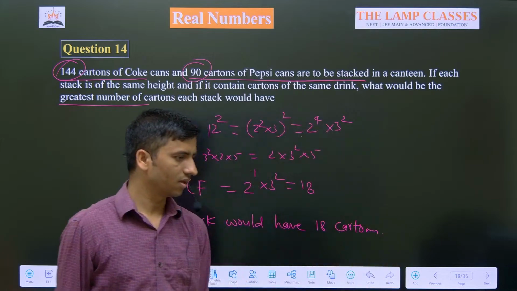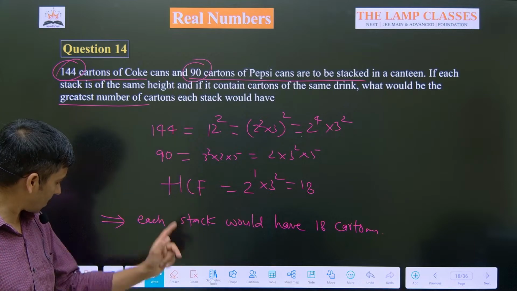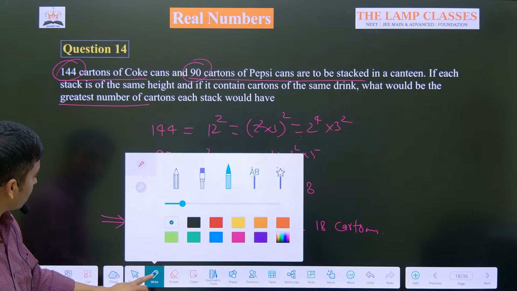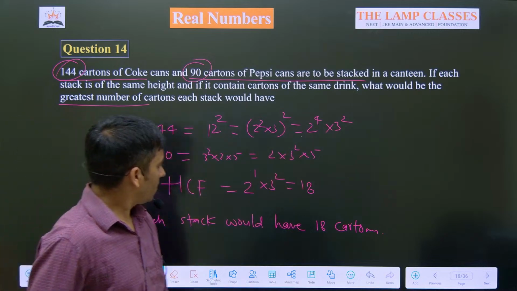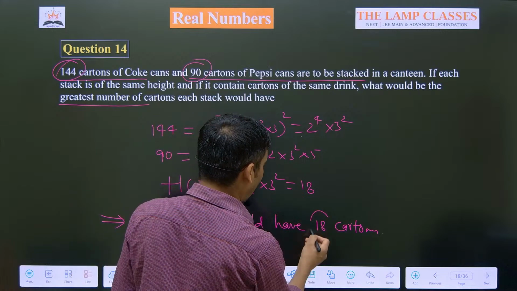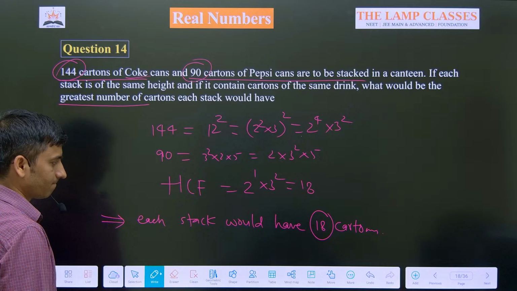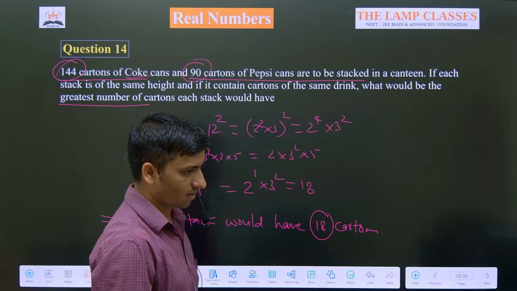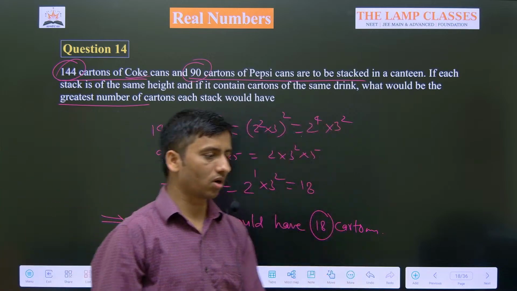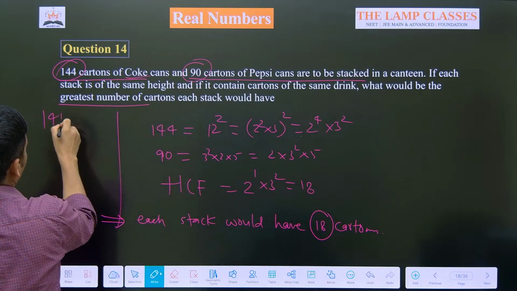Are you getting? So this is how you will answer. In fact, in this type of question, one more point they can ask, na? 18 cartons, right? So can you tell me here how many stacks of Coke cartons you will have? So that has to be 144 upon 18.